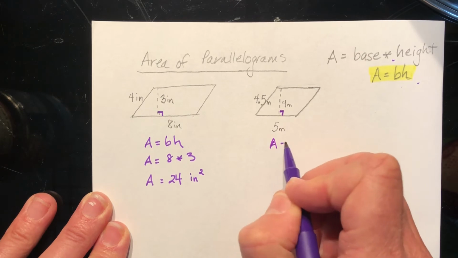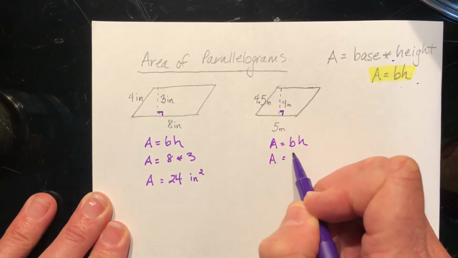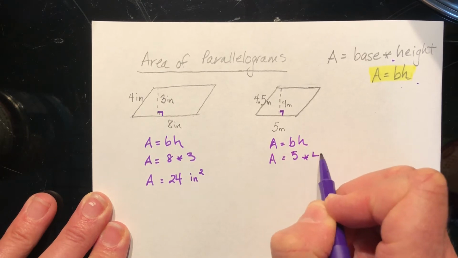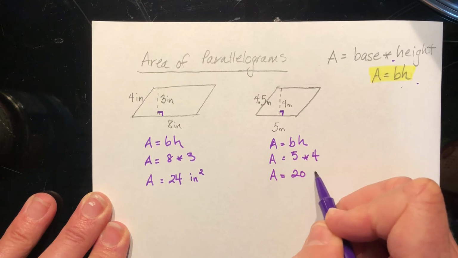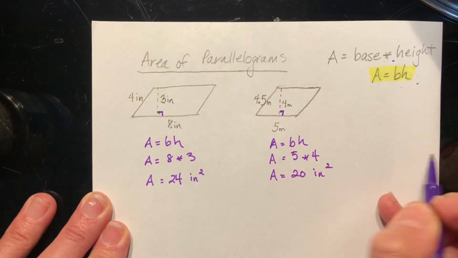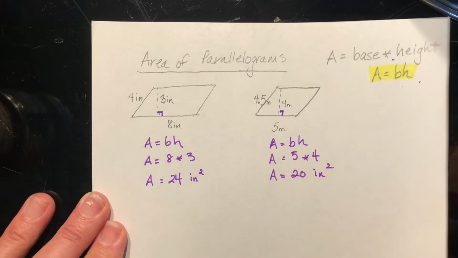So again, I start with my formula. I substitute the values that I'm given, and I'm ready to calculate and include a unit. So that's how you find the area of a parallelogram. So let's take a look at triangles now.